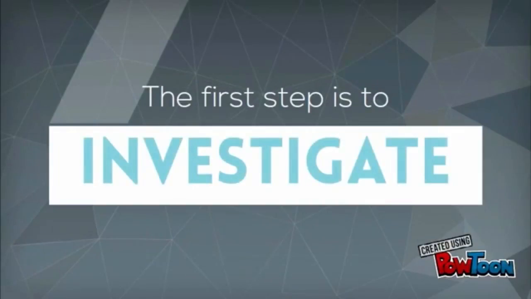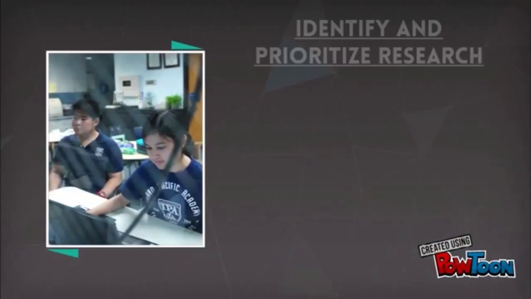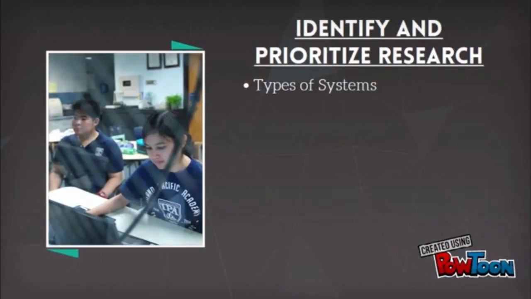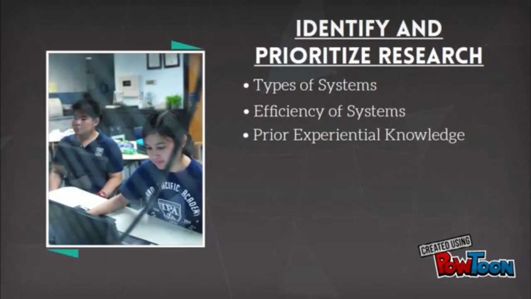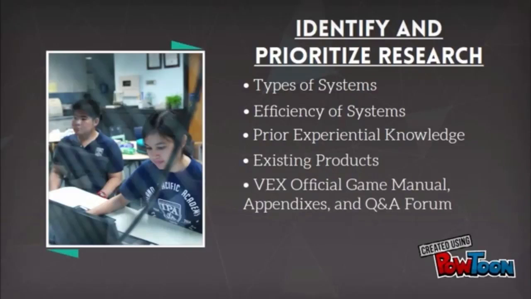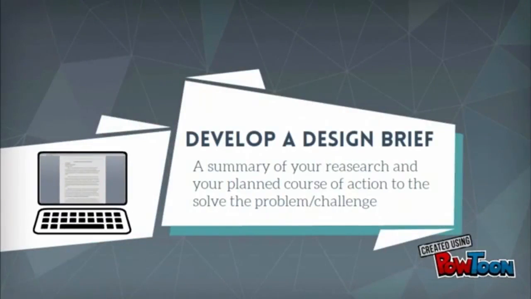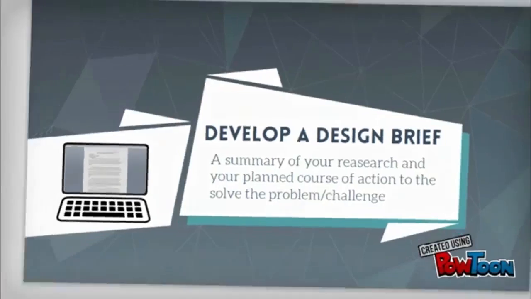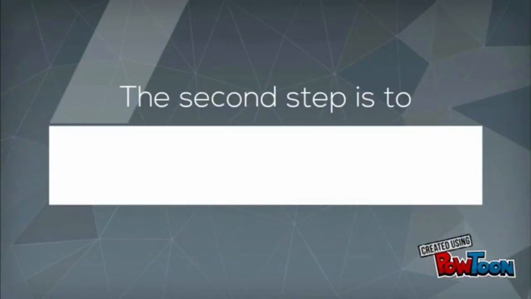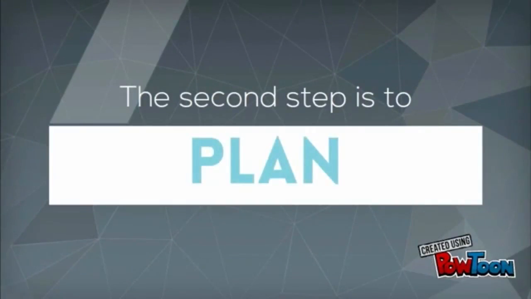The first step of the design cycle is to investigate. Identify and prioritize research, taking into account the following points. And identify the problem. Then develop a design brief, which is a summary of your research and your planned course of action to solve the problem. Then move on to the second step of the design cycle, which is to plan.